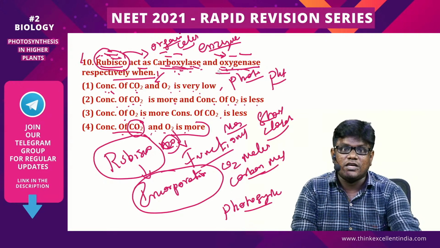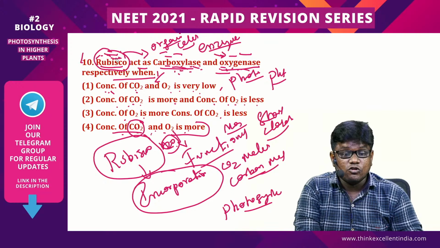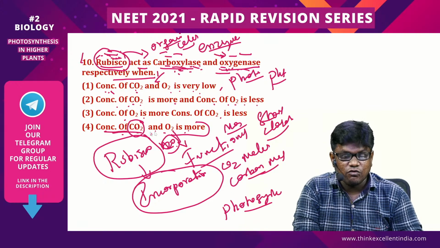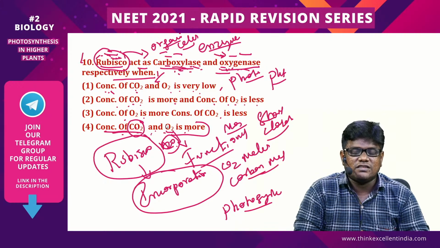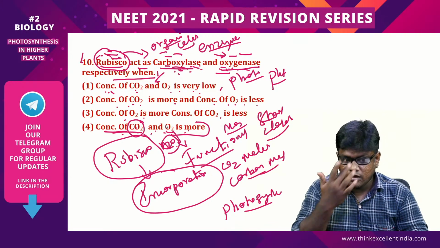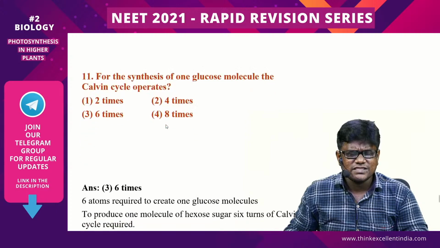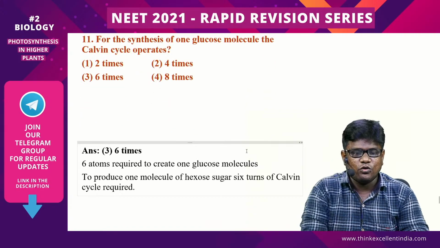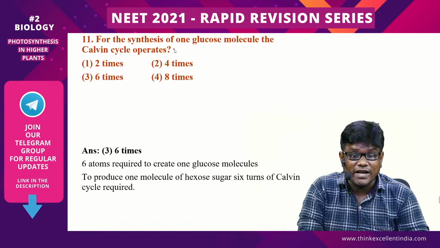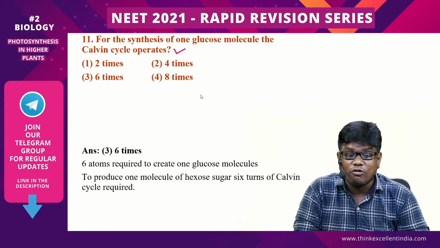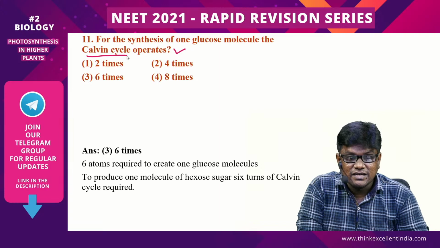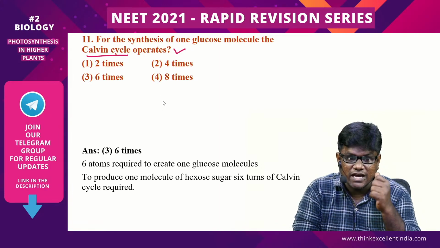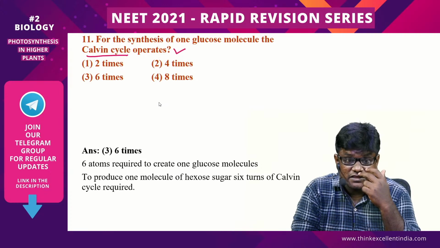Into the organic compounds. That is why the Rubisco is acting as a carboxylase as well as the oxygenase when the concentration of O2 and CO2 is more. That is the correct option. Okay, and the next question we're going to see: for the synthesis of one glucose molecule, the Calvin cycle operates how many times? The Calvin cycle is one of the most important cycles that takes place in photosynthesis in plants. From that only we are getting the carbon molecules.